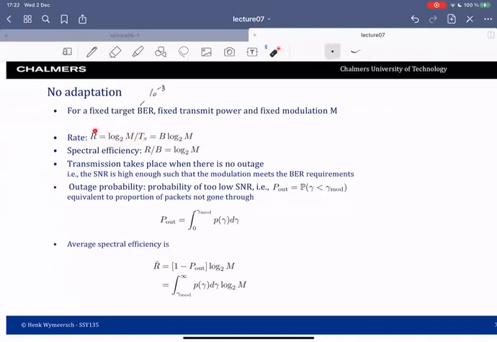Given the modulation format, we know the rate, right? It's the number of bits that we send every symbol duration. We can then compute the spectral efficiency also. And transmission takes only place when there's no outage, which means that when the SNR is high enough that the modulation can meet the requirement.